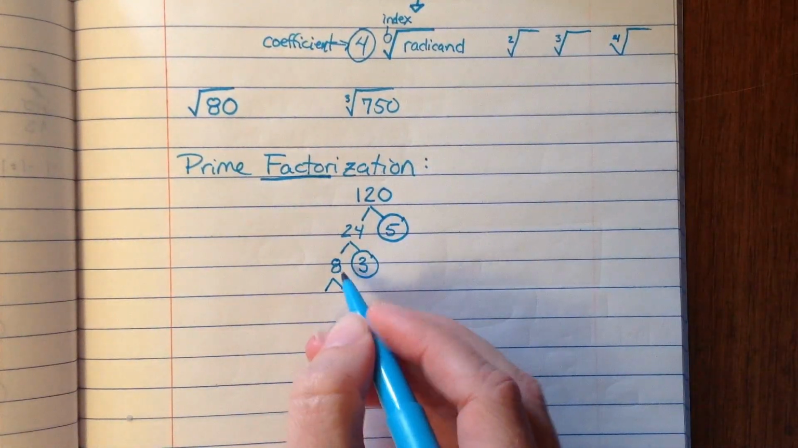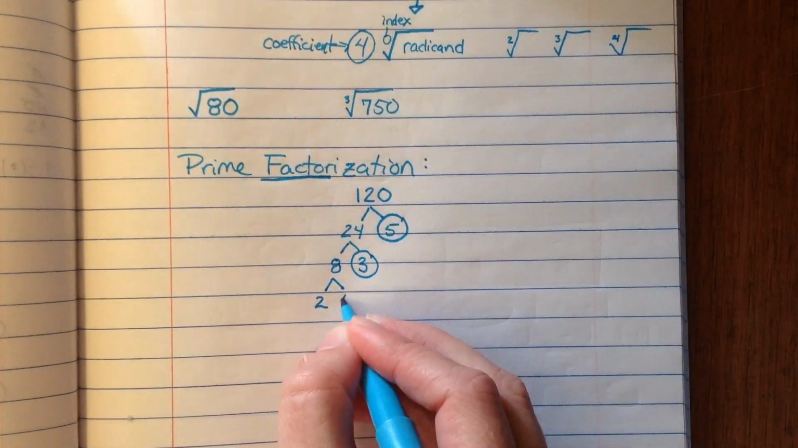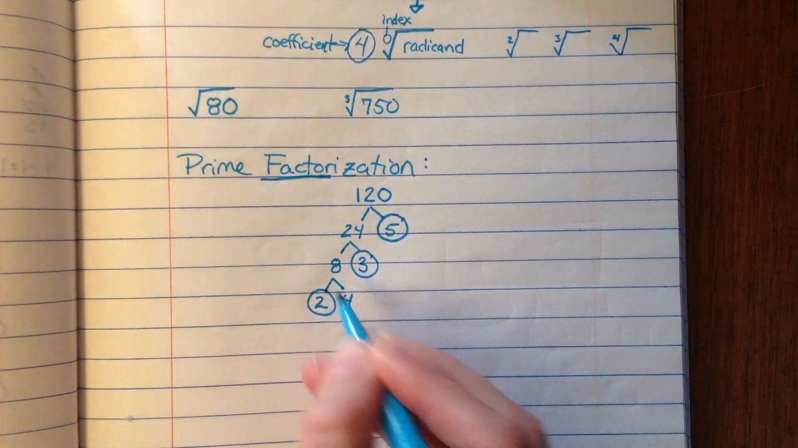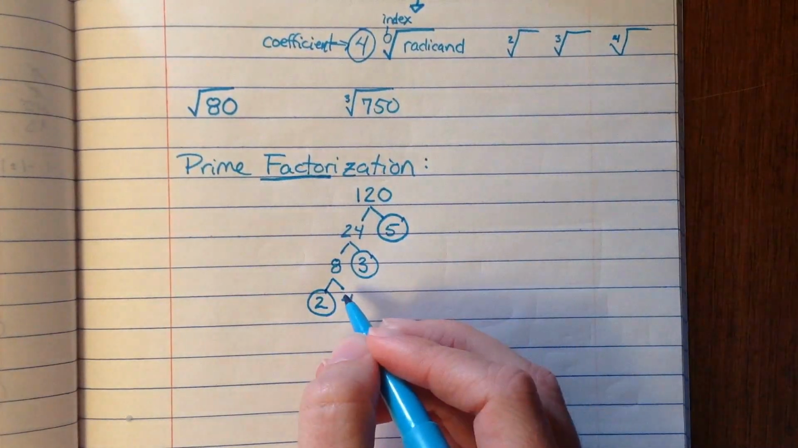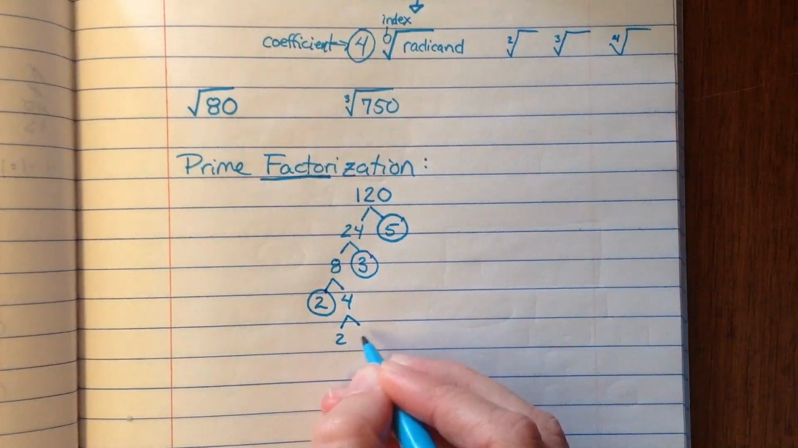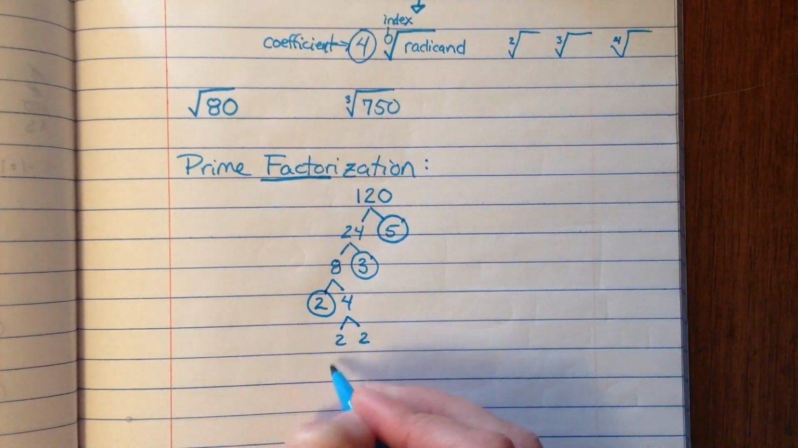We can still be breaking down the number 8, though, and so I'm going to draw, again, another part of my tree. 8 can be broken down into 2 and 4. We notice that 2 is a prime number because 2 times 1 is the only way to get 2. However, 4 can be broken down one more time. And so 4, we can break that down into 2 and 2. And finally, we can't break these numbers down anymore.